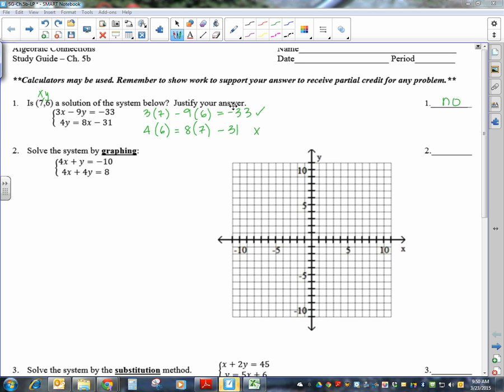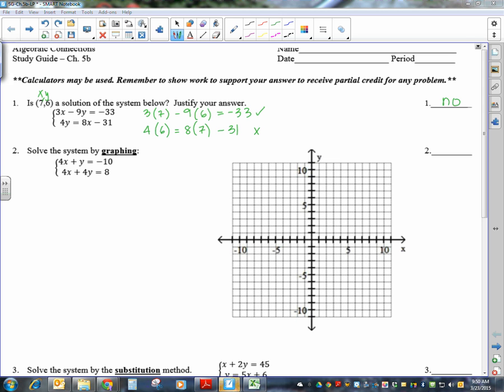And when I ask you to justify it, this is what you need to put down to show me your justification. If they both check, then the answer is yes. If either of them is no, the answer is no. If both of them are no, the answer is no.